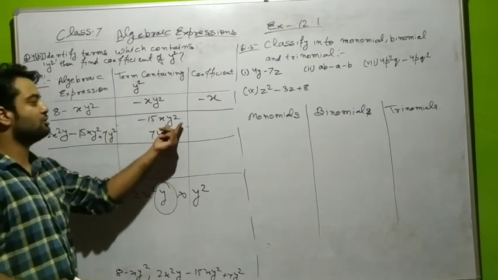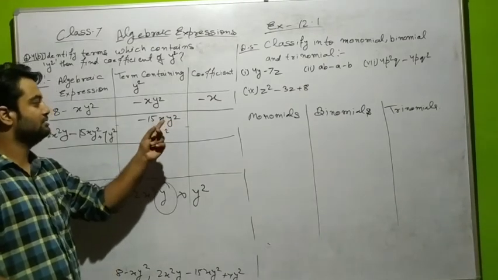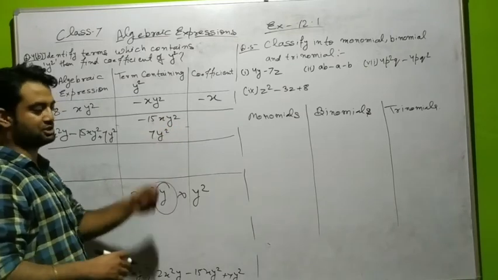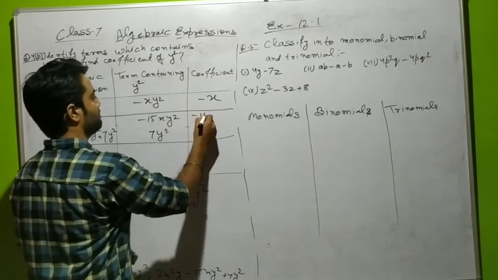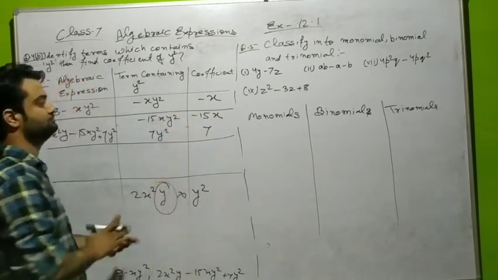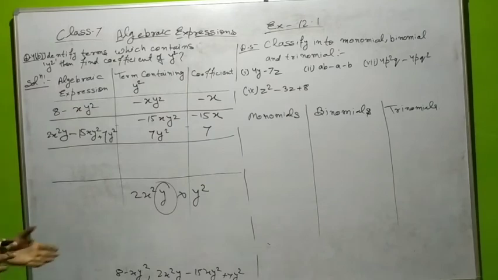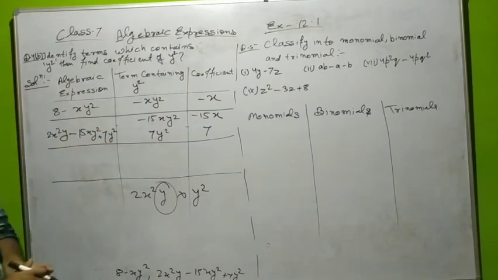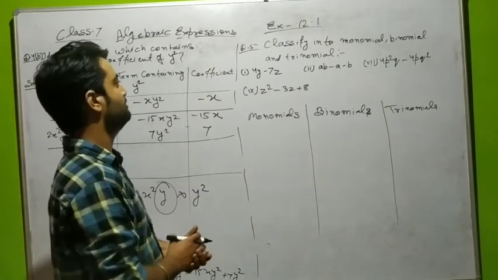Now the coefficient of y square here is whatever is left after taking out y square. So it is minus 15x. In the same way, the second is 7. This is the solution of the fourth question. You can note it down. Now let's move to question number 5.